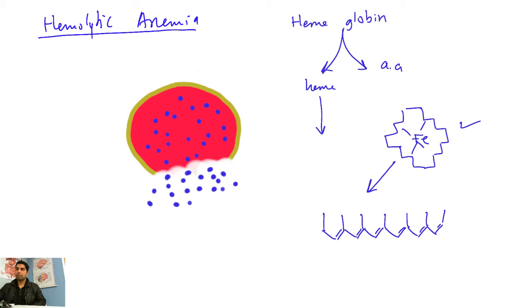Bilirubin. Billy and Reuben got together, and then they made something like this. So that's bilirubin.